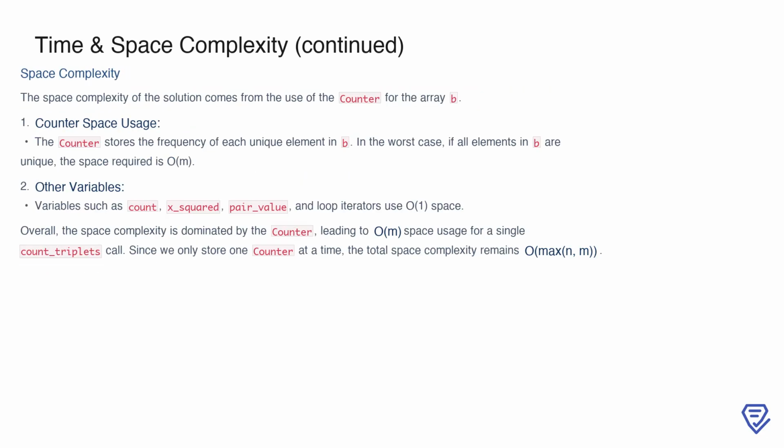Let's now analyze the space complexity of the solution. The primary contributor to space usage is the counter, which stores the frequency of unique elements in the array B. In the worst case, if all elements in B are unique, the counter will require m space. Besides this, the algorithm uses only a few additional variables, such as count, x_squared, pair_value, and the loop iterators, all of which require constant space, or O(1). Importantly, we only maintain one counter at a time, regardless of the two calls to count_triplets. Therefore, the overall space complexity is determined by the larger of the two arrays, leading to O(max(n, m)).